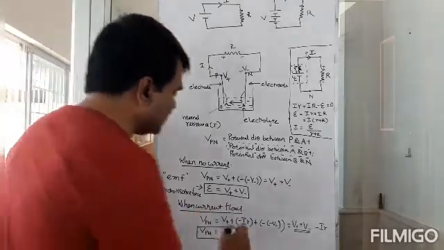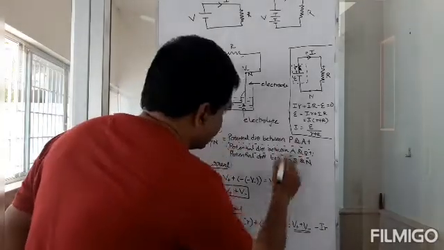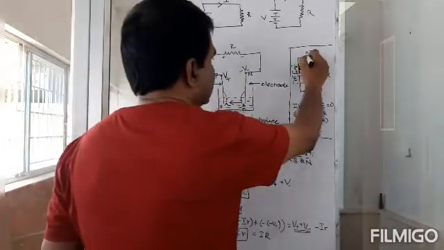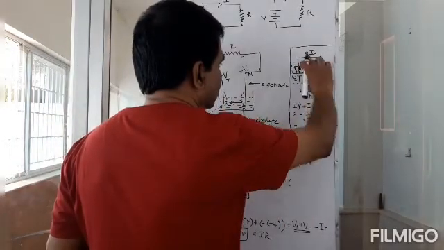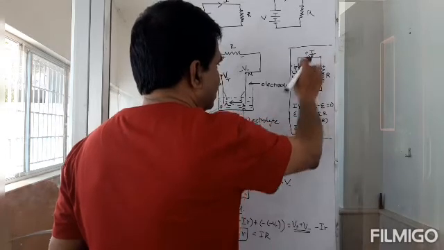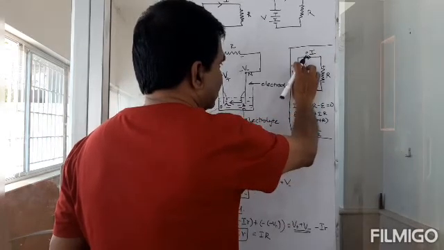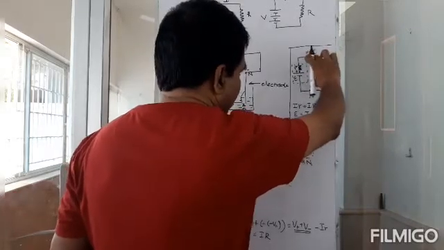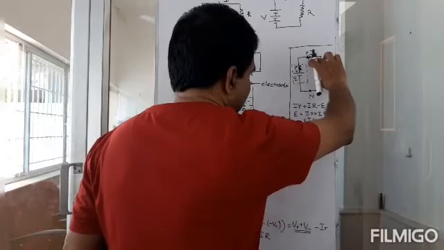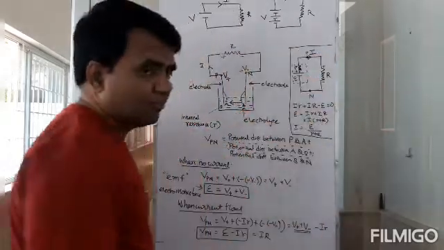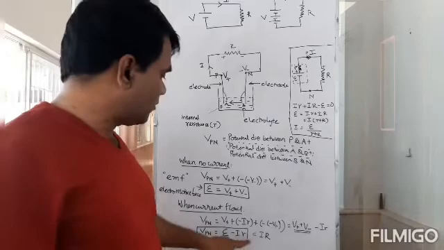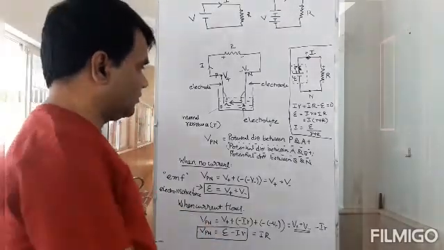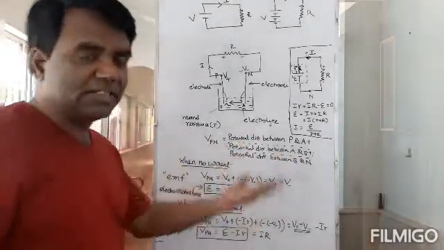And this can also be written as I into R. Notice, this is a potential difference between these two points, right? So that is E minus IR, or I can write it as just I into R. So this potential must be same as this potential, right? So that can be written also as IR. There are two ways of writing the same thing.